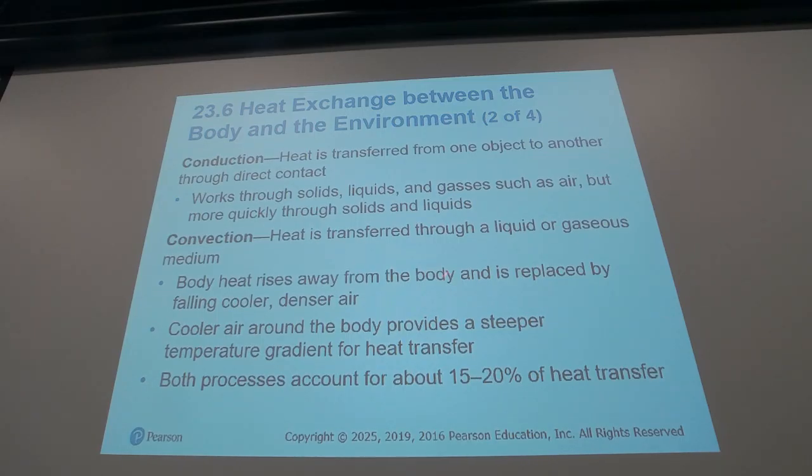Now, in convection, you have heat transferred through a liquid or gaseous medium. So basically, it's like dissipating the heat to the air. And our body transfers between 15 to 20% of the heat through the method of convection.